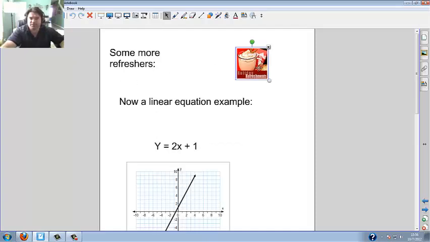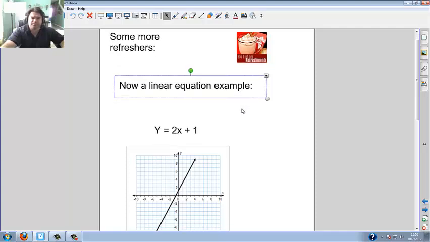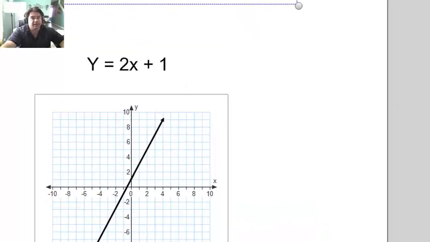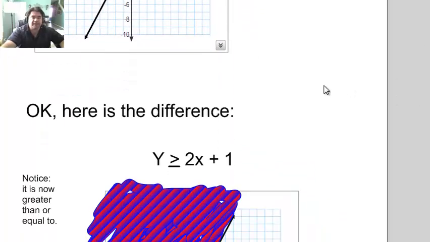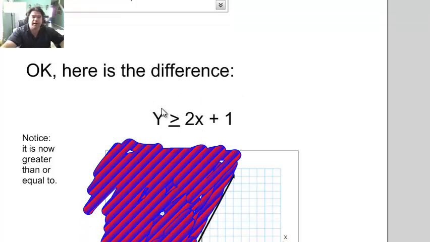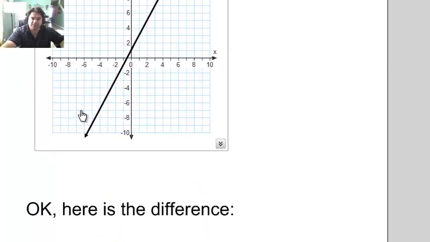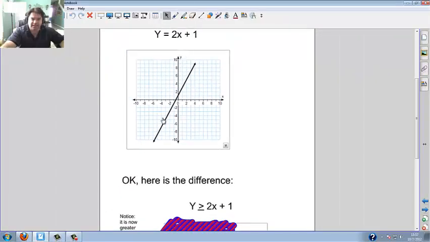So some more refreshers. Now a linear equation example. Y equals 2x plus 1. So remember, you go up 1, then up 2 over 1, up 2 over 1. Nothing new there. Now here's the difference. If I say y is greater than or equal to 2x plus 1, it's still this line, or any y value above this line.